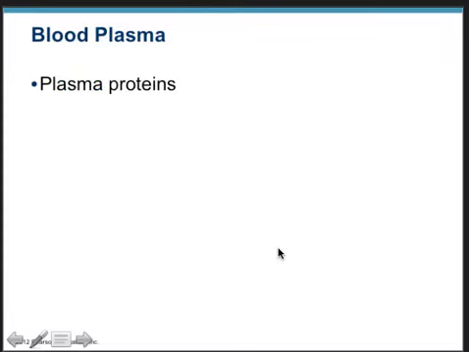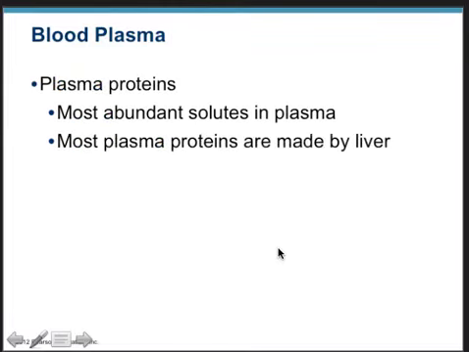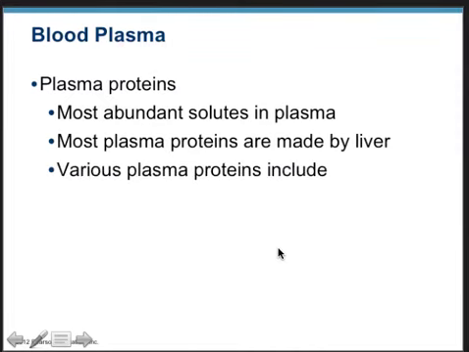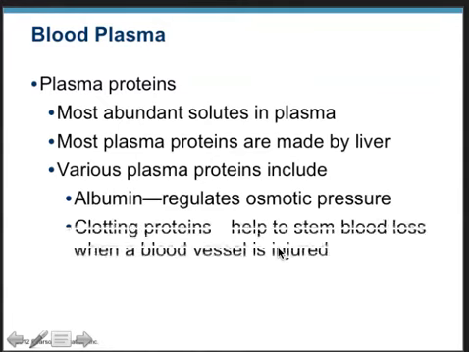Plasma proteins are the most abundant solutes in the plasma. Most plasma proteins are made by the liver. Various plasma proteins include albumin, which regulates osmotic pressure, and clotting proteins that help keep us from losing blood in the event that we're injured. Otherwise, we would bleed out, and the result is that the cells would lose access to the oxygen and the nutrients they need to make ATP in order to continue to live.